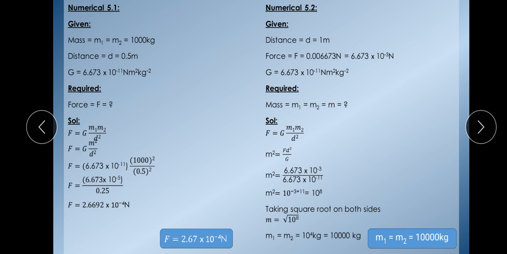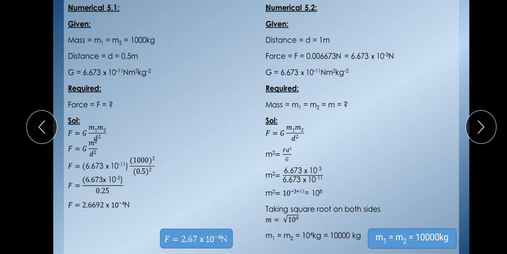So the statement of the second numerical is: find the masses of two identical lead spheres kept at 1 meter apart, if the gravitational force between them is 0.006673 Newton. So the distance given is equal to 1 meter. The force is 0.006673 Newton, which is equal to 6.673 multiplied by 10 power minus 3 Newton in scientific notation. The value of the constant we already know. Our required is m1 and m2, which are identical, so they are equal.